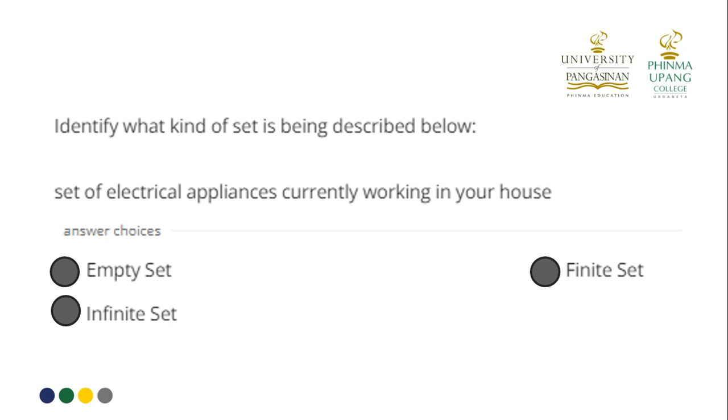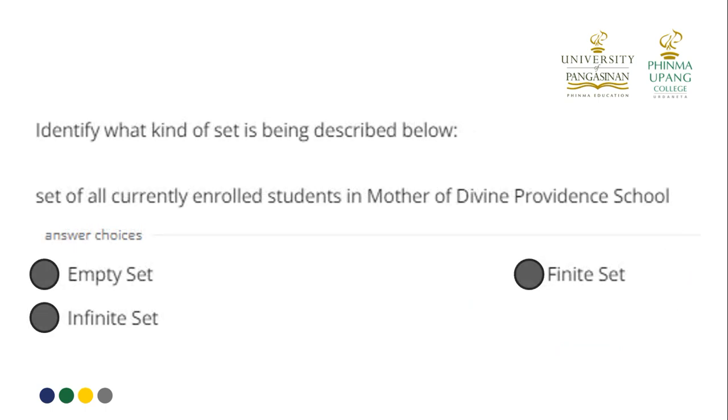So, identify what kind of set is this. It's a set of electrical appliances currently working in your house. Answer? Finite. Very good. It's finite. Why is it finite? Currently working in your house, mabibilang mo naman, no? Kahit mayaman ka pa, mabibilang mo yan. Next. It's a set of all currently enrolled students in Mother of Divine. Answer? Finite. Mabibilang nila yan. There's an ending. That's why the answer here is finite.